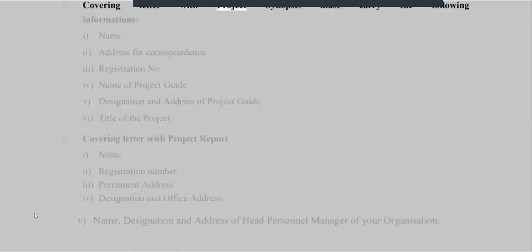Covering letter with project synopsis must carry the following information. 1. Name. 2. Address for correspondence. 3. Registration number. 4. Name of project guide. 5. Designation and address of project guide. 6. Title of the project.